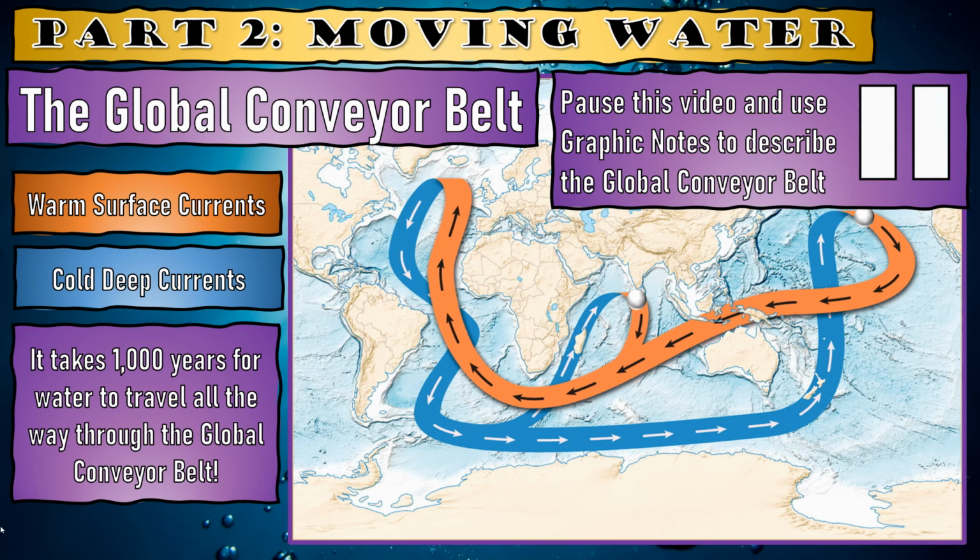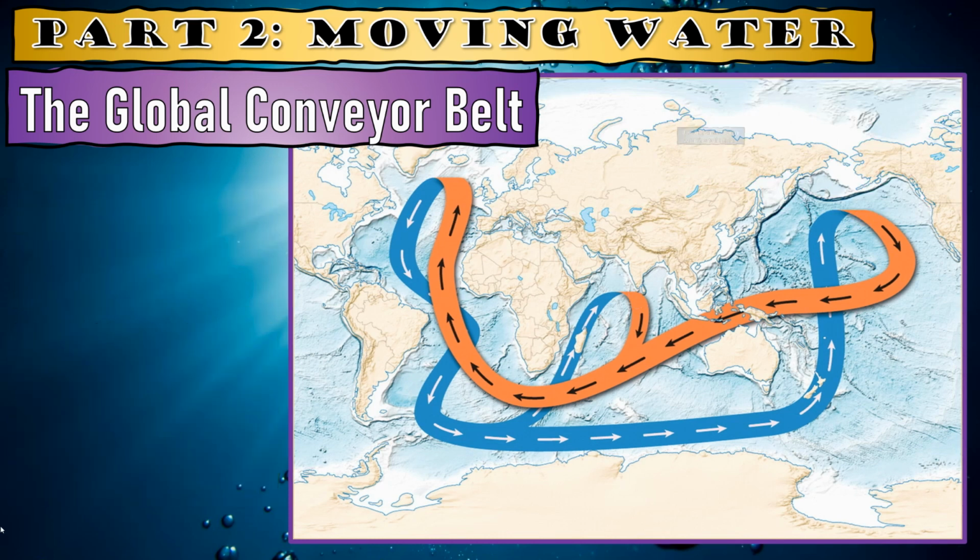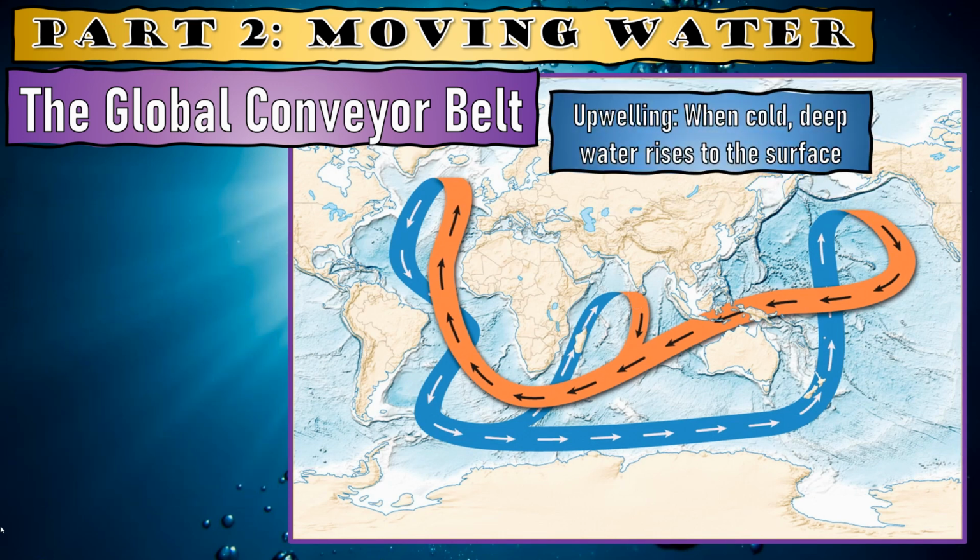Now, within the global conveyor belt, we have a couple of places where cold water from the deep ocean rises to the surface and warm water from the surface sinks down below. Those are called upwelling and downwelling. We're going to start by looking at upwelling. Upwelling is when cold, deep water rises to the surface.